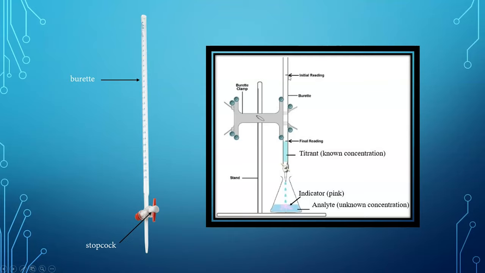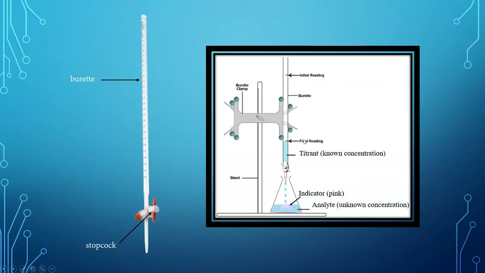We'll take an initial reading on our burette, and then we will slowly add the sodium hydroxide until the pink color just remains, and we'll then shut the stopcock, and we'll take a final reading, and the difference between the two will give us the volume of the sodium hydroxide that we used.